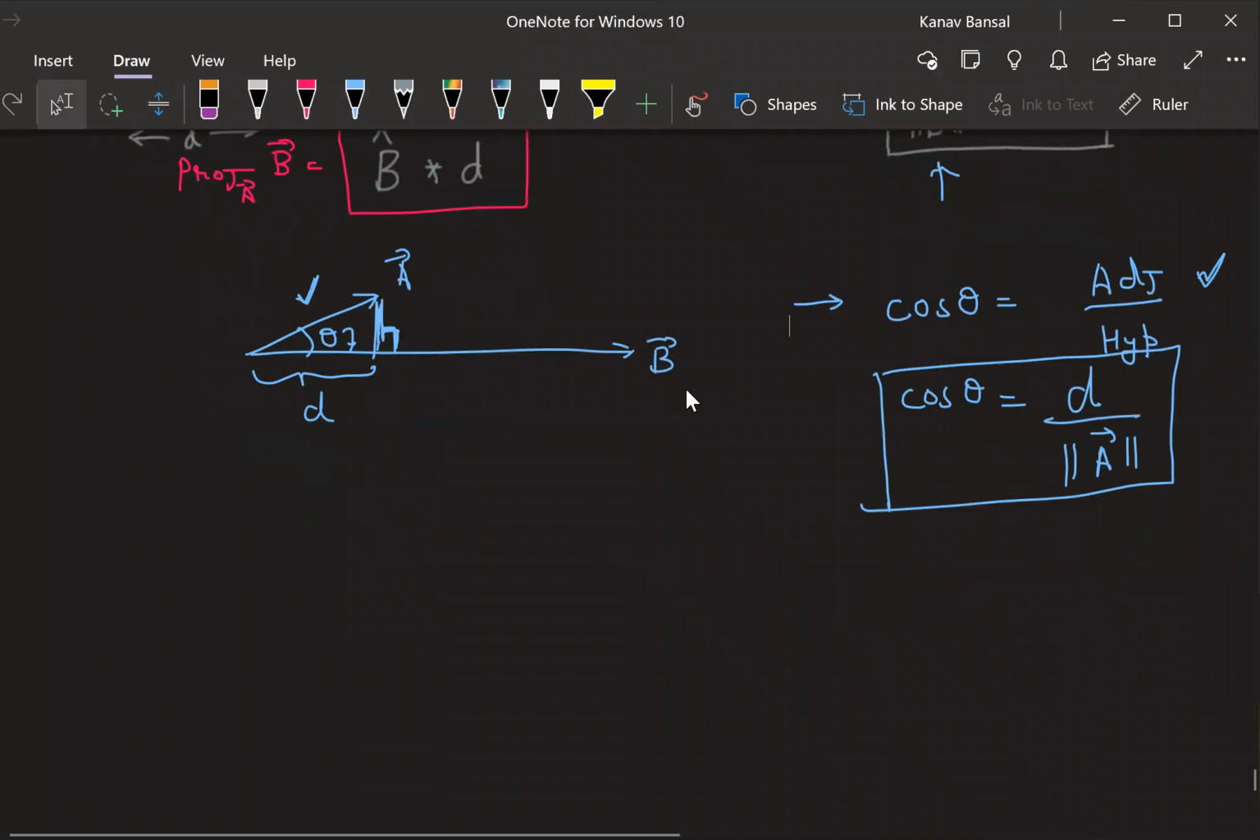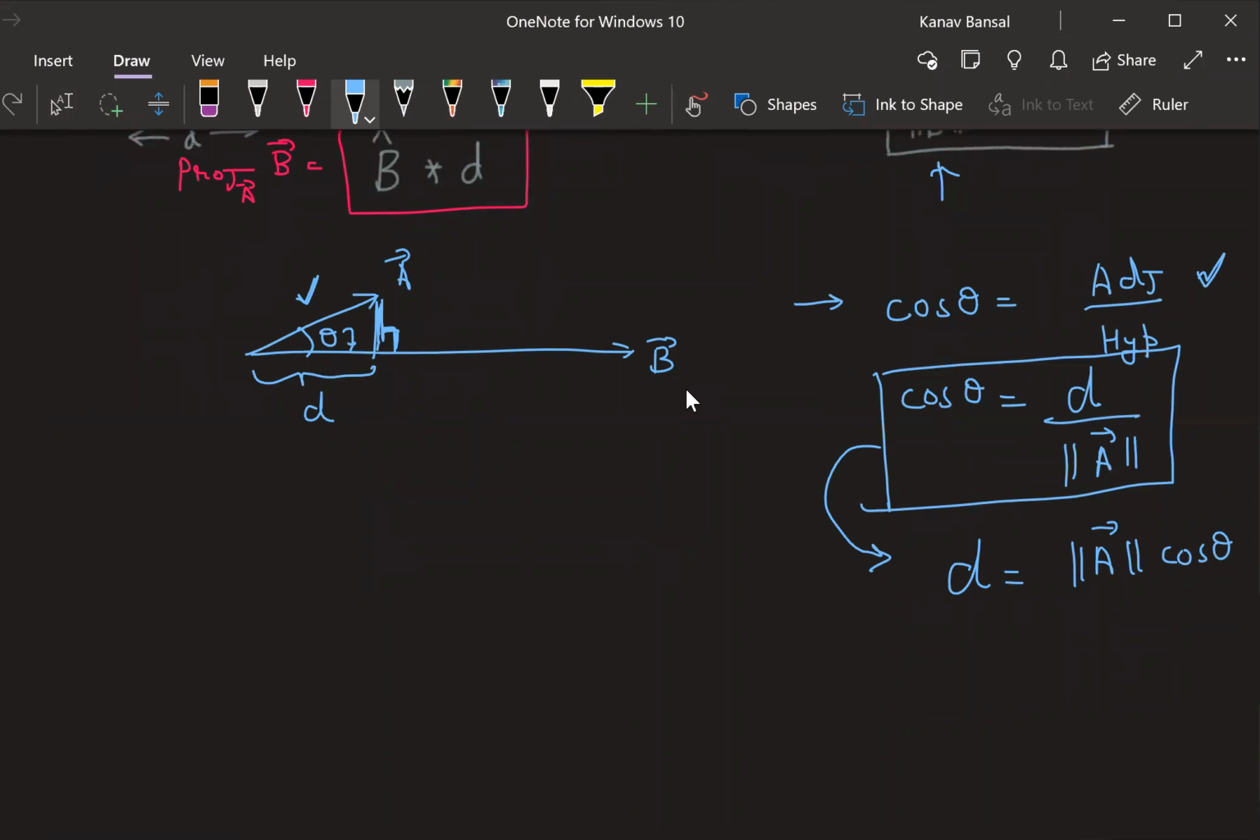All right. Now this is something that we have. What is d? d is nothing but the length of a vector into cos theta, where theta is the angle between a and b. Everyone able to understand this equation? Guys, are you all able to understand this equation? If you are, then there is nothing left here. We have solved the entire thing.